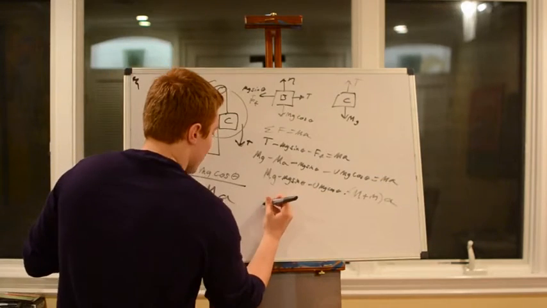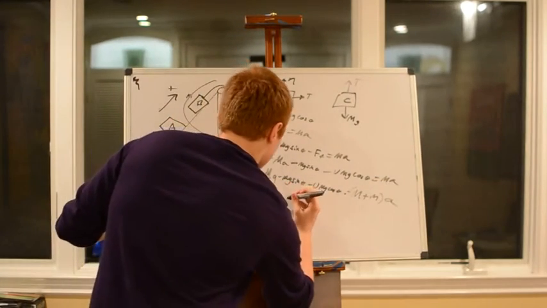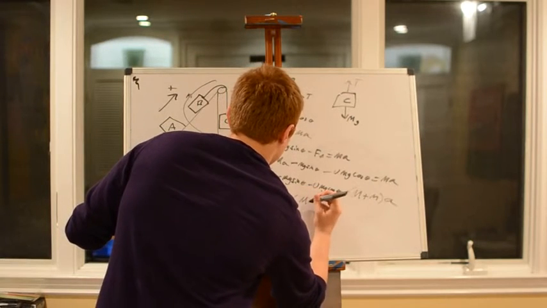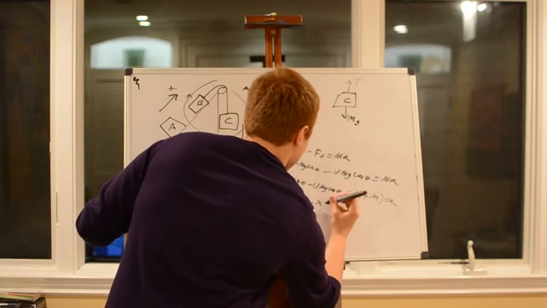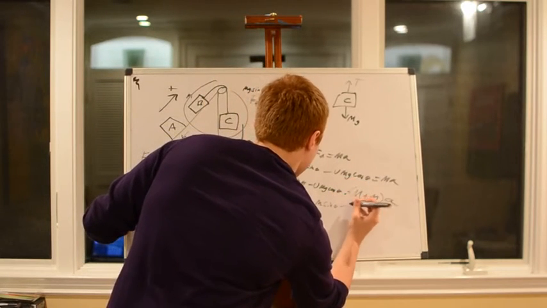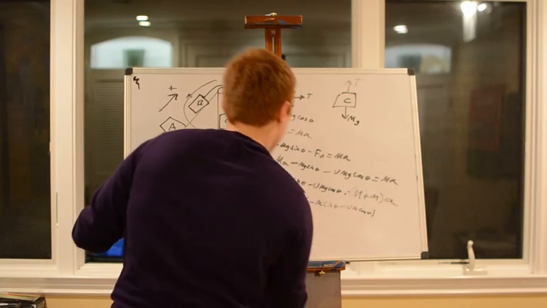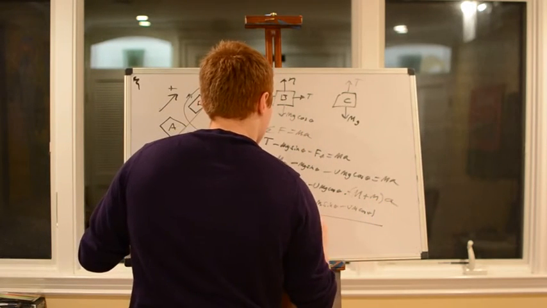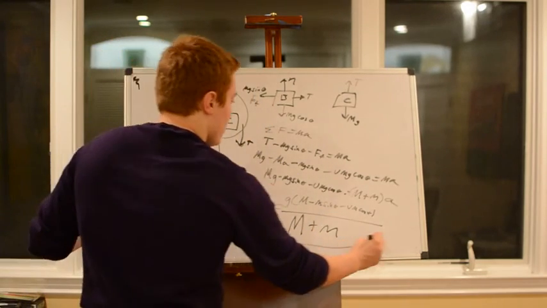So we have our acceleration of blocks B and C as equal to g times capital M minus little m sine of theta minus μ little m cosine of theta, all divided by capital M plus little m. And that is the acceleration of our blocks.